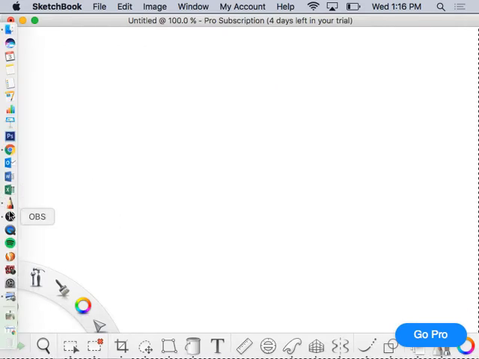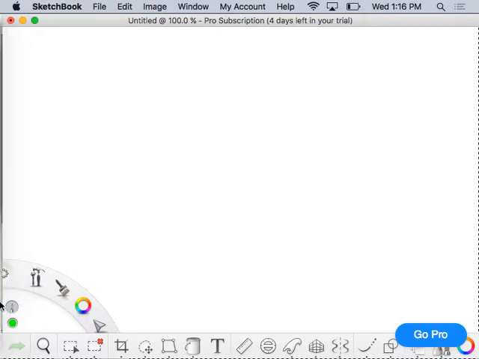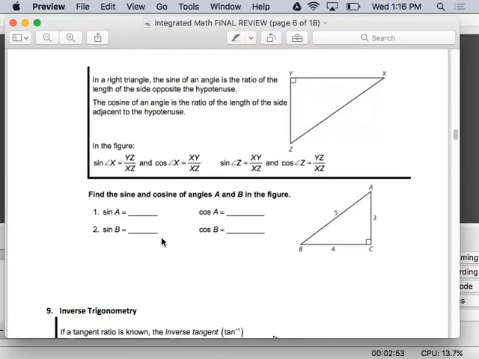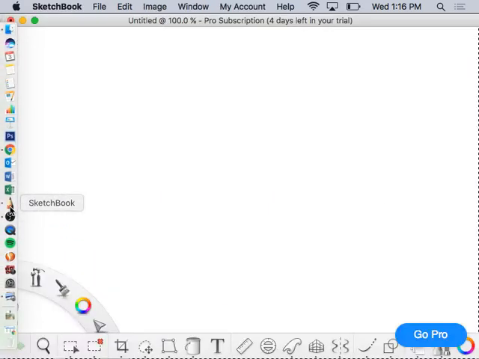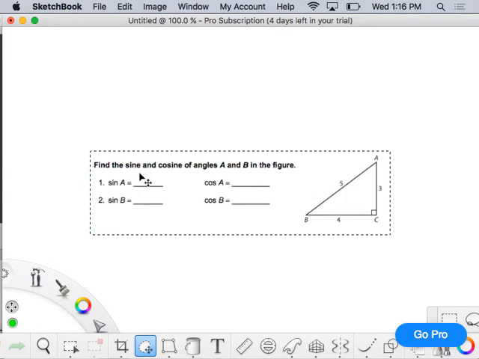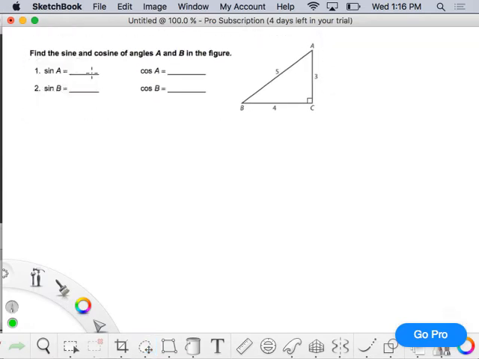Okay. So next is sine and cosine. Okay. So we go to sine and cosine. Once again, we remember SOHCAHTOA. Okay. And the first thing it asks us is for the sine of A.